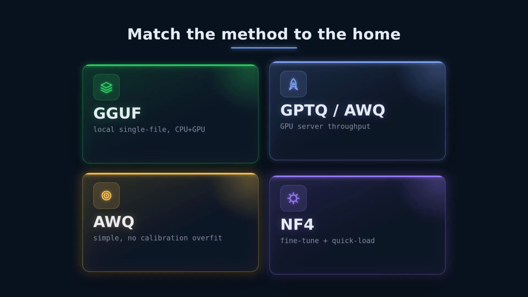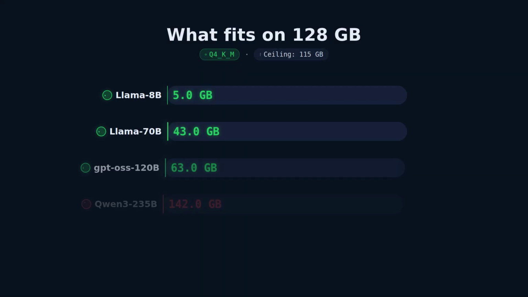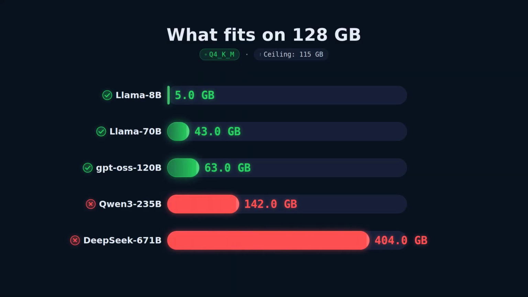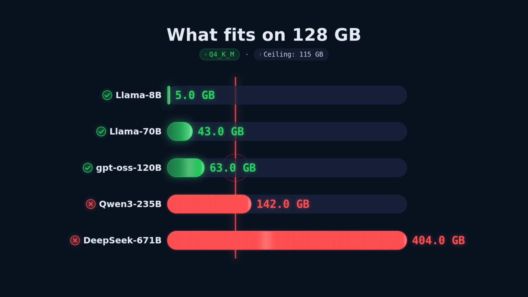Now for the moment of truth. This is the question that started us all off. You have roughly 115 gigabytes of usable memory, once the system and running context take their share. So what fits? A small 8 billion model is trivial. Full precision, room to spare. The 70 billion model that couldn't touch any consumer card at full precision drops to the low 40s at 4 bits and runs comfortably, leaving most of your memory free.